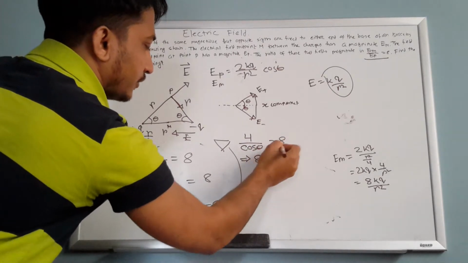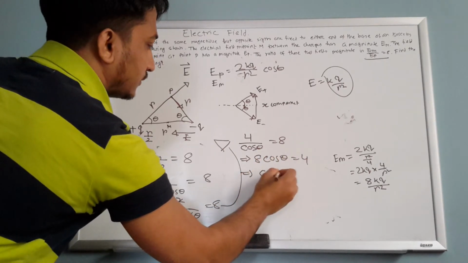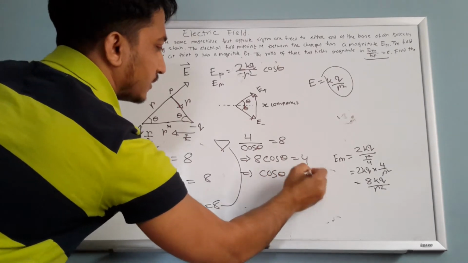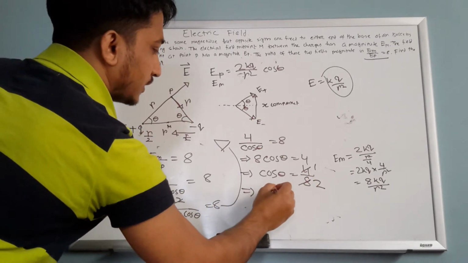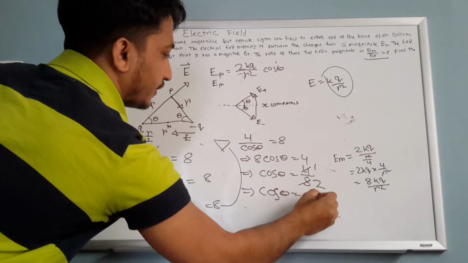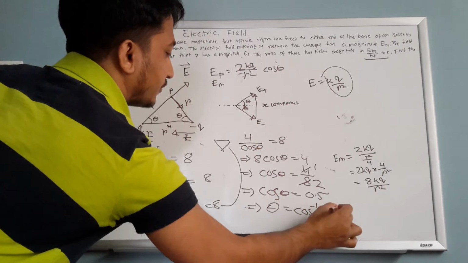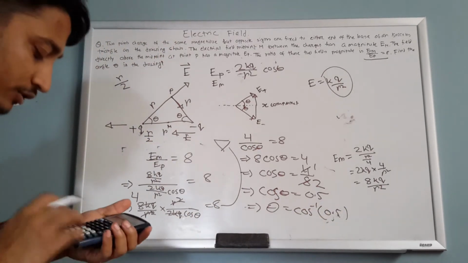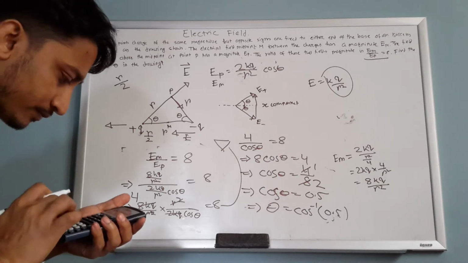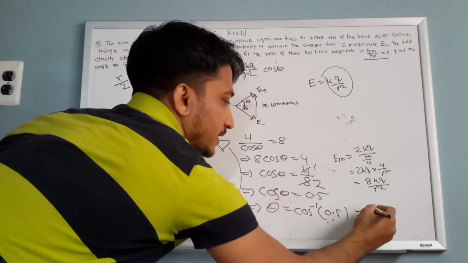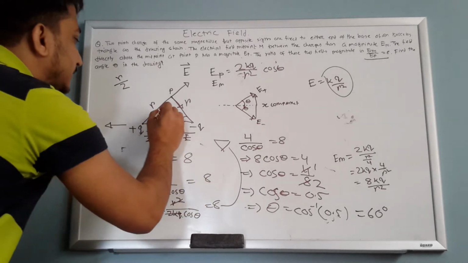If you cross multiply, 8 cos theta is equal to 4. Cos theta is equal to 4 by 8, 4 divided by 8, which comes to half. Cos theta is equal to 0.5. Theta is equal to cos inverse of 0.5. If you plug it into your calculator, it becomes 60. So this is basically 60 degrees. Your theta is right now 60 degrees.